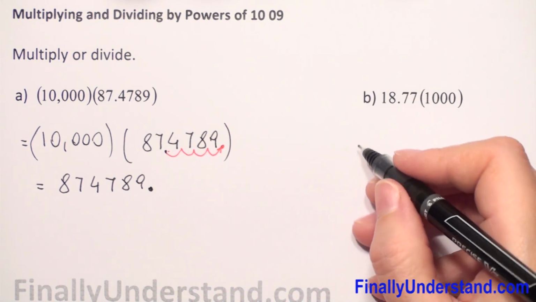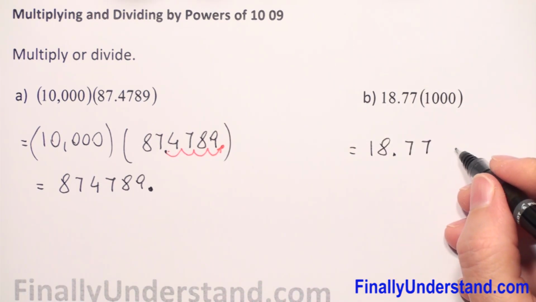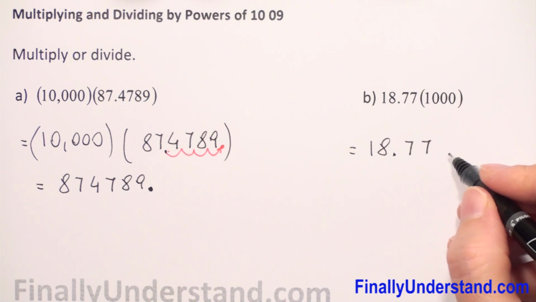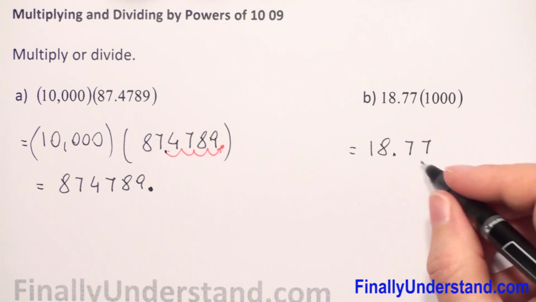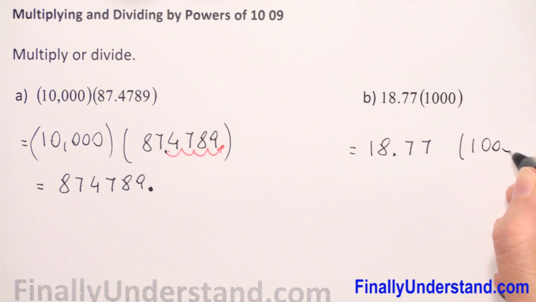For the second, again, we don't have any sign, so this is multiplication. Let me copy our example. We have 18 decimal point 77. I will make extra space because we have 3 zeros, so we have to move 3 places, times 1000.